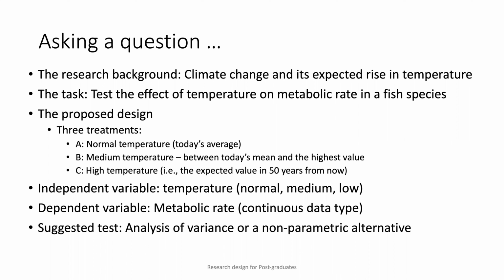Go back to our descriptions and our definitions. What's the independent variable? Temperature. What's the dependent variable? Metabolic rate. And a suggested test would be something like exposing fish to different temperatures and using an analysis of variance, or the alternative depending on how the data are distributed.